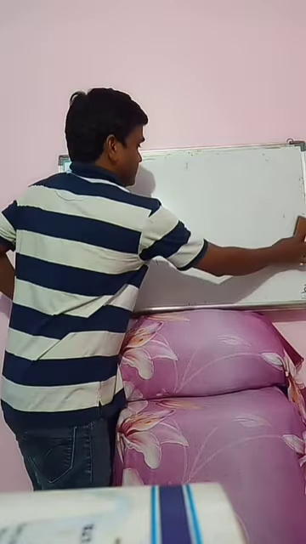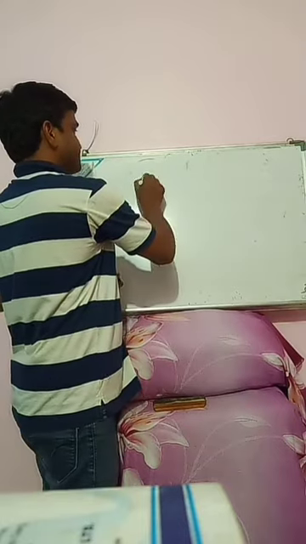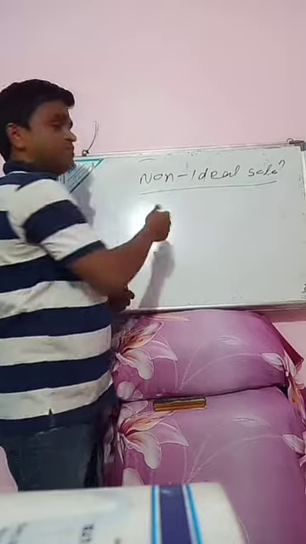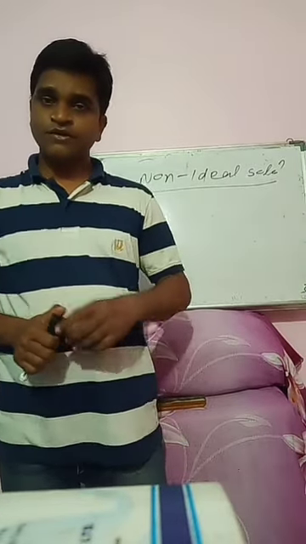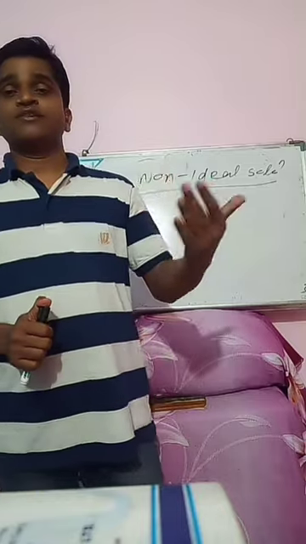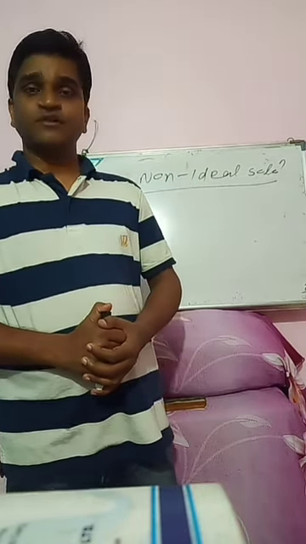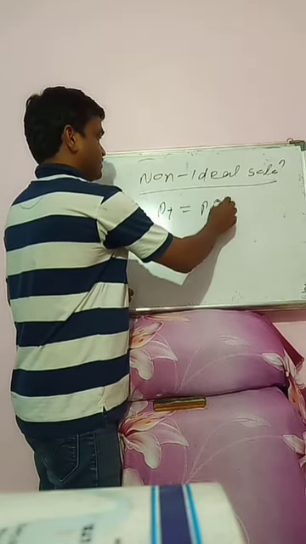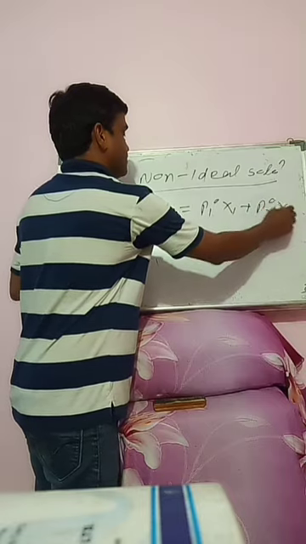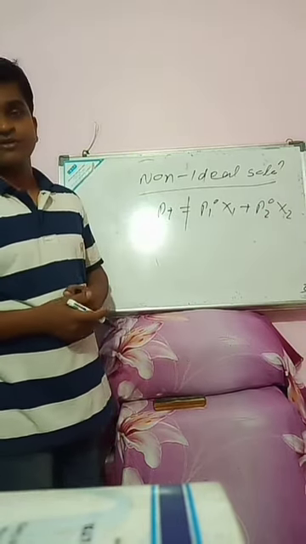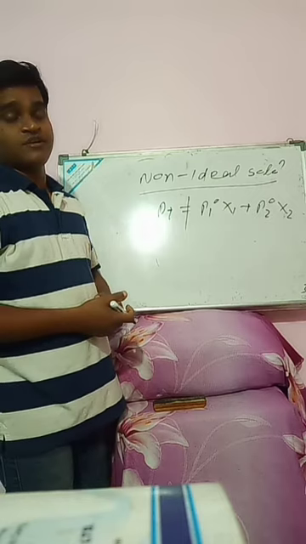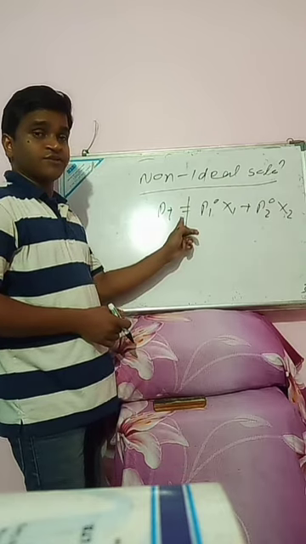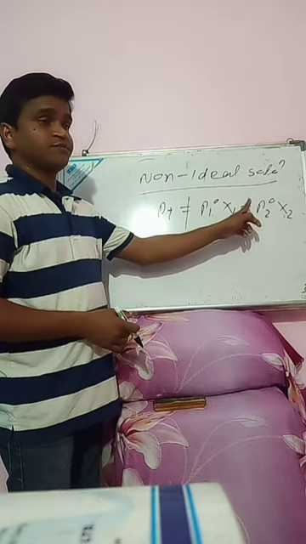Okay. Next, second part is non-ideal solution. The definition is simpler. The solution which does not obey Raoult's law over all ranges of concentration is called a non-ideal solution. So, what is Raoult's law? That equation P total equal to P1 naught x1 plus P2 naught x2. If this equation is not satisfied by the solution, then the solution is said to be non-ideal solution. So for non-ideal solution, the total vapor pressure is not equal to P1 naught x1 plus P2 naught x2.